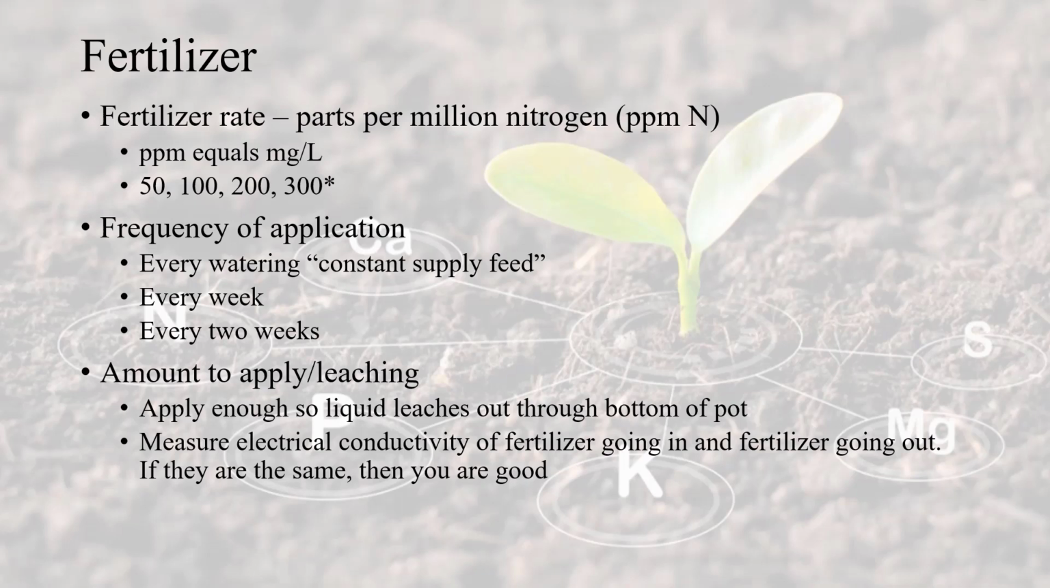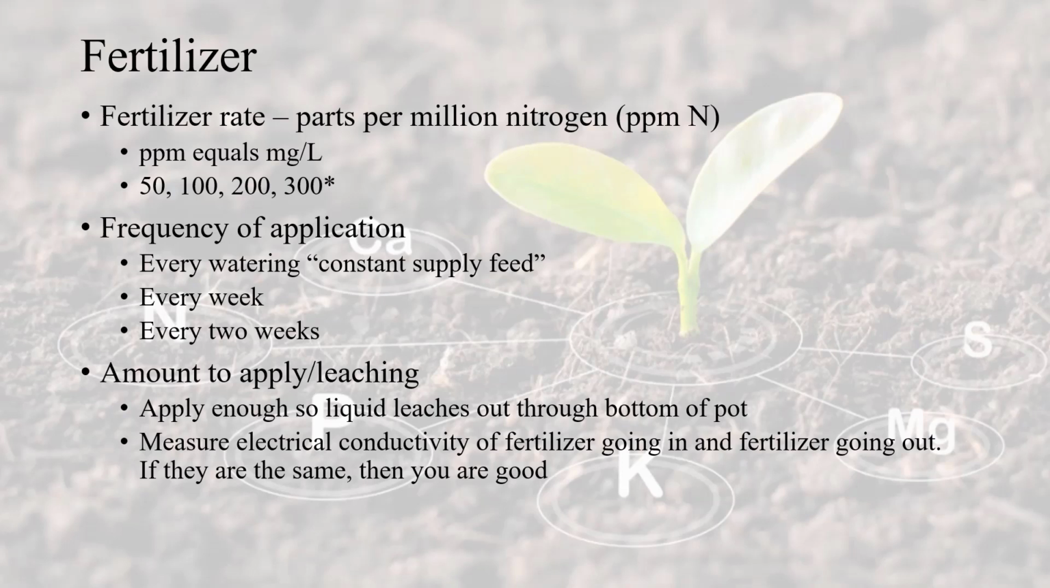The almost last thing that we're going to look at when we talk about fertilizers are a couple other considerations: the fertilizer rate, the frequency of application, and then the amount to apply. When we're talking about fertilizer rate, we are almost always talking about the amount of nitrogen. We often consider fertilizer rate as parts per million of nitrogen, or ppm nitrogen. Now ppm also equals milligrams per liter. And common fertilizer rates could be 50 ppm, 100 ppm, 200, 300.